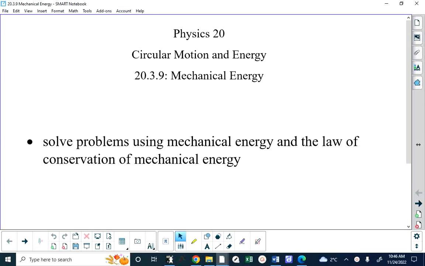So this is on page 35 of your unit handout. We're dealing today with lesson 3.9, which is mechanical energy.